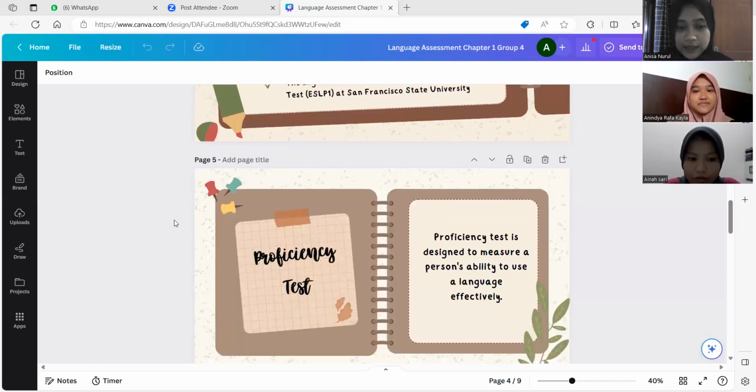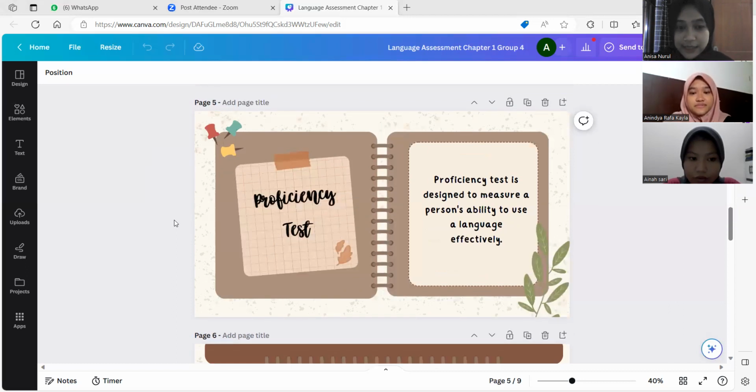And now it is the proficiency test that will be explained by me. So we start from definitions. Proficiency test is designed to measure a person's ability to use a language effectively. In bahasa Indonesia, secara harfiah proficiency test means tes keahlian, kemahiran atau kecakapan.